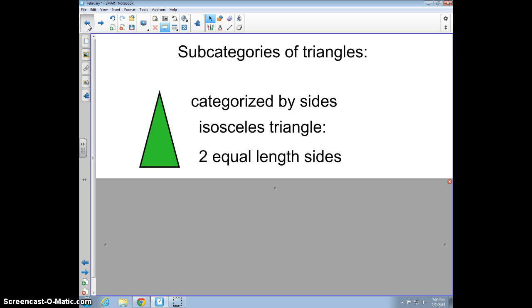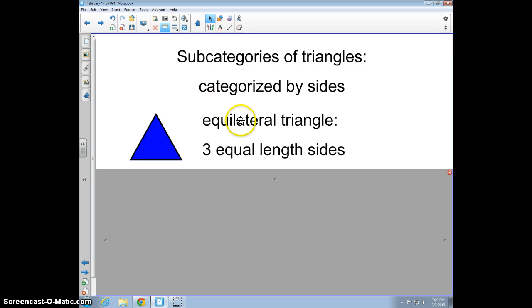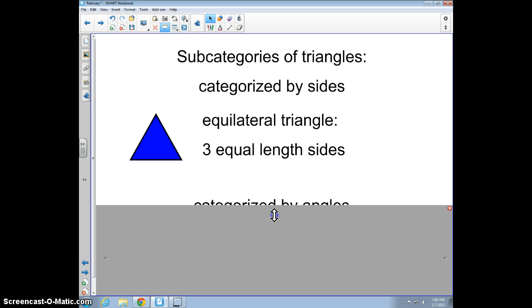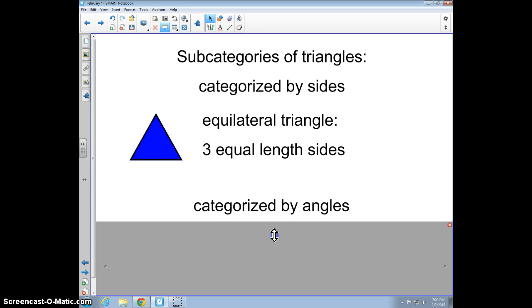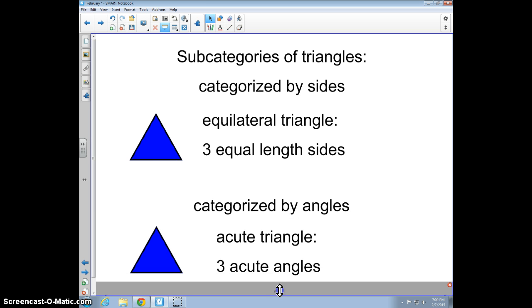So that's when we're going to start talking about the other way that we categorize triangles, which is by looking at their angles. So if we look at this exact same triangle that was an equilateral triangle because it has three equal length sides, when categorizing by angles, we can see here that it's also called an acute triangle. And an acute triangle has three acute angles. So remember, all triangles have three angles, but in acute triangles, all of the angles are acute angles.